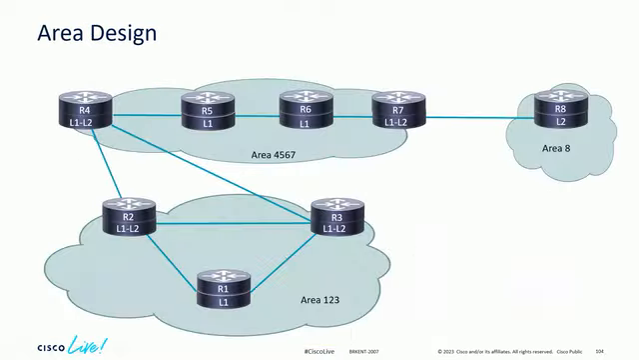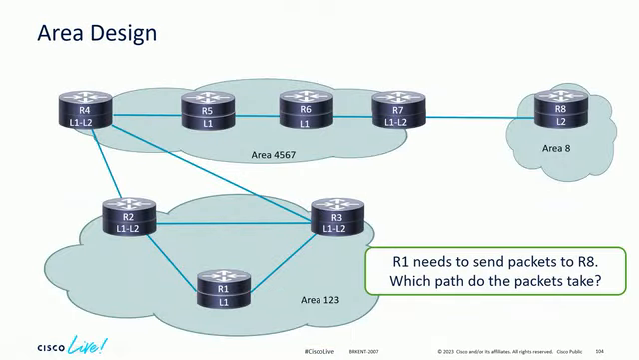So, all right, more on design. R1 needs to send packets to R8. So R1 is L1, it's going to forward to R3 or R2, but it's going to end up at R4 and make its way to R8. Okay, looks good from a solution standpoint. Let's swallow the green ball and figure out what happens.